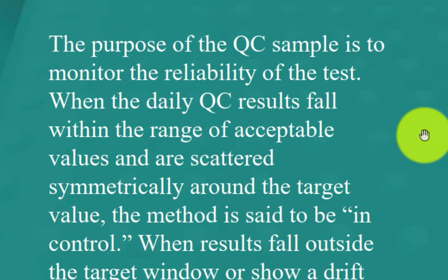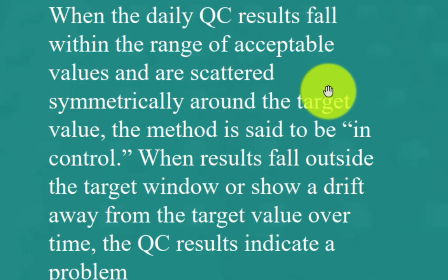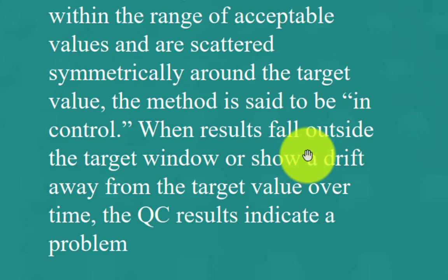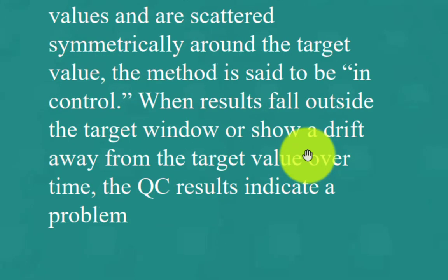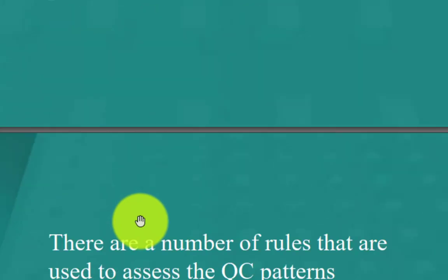The purpose of the QC sample, quality control sample, is to monitor the reliability of the test. When the daily QC result falls within the range of acceptable values and is scattered symmetrically around the target value, the method is said to be in control. When the results fall outside the target window or show a drift away from the target value over time, the QC results indicate a problem.